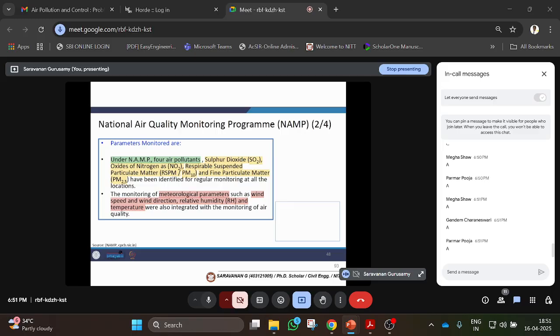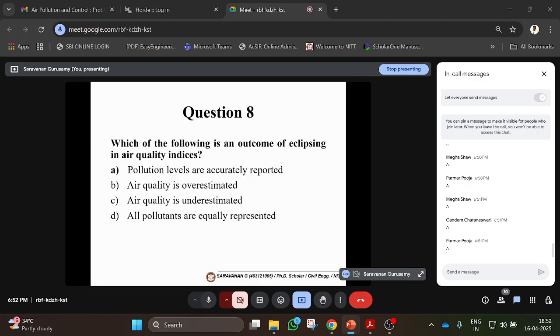Under NAMP, these are all the pollutants you can find: SO2, NO2, suspended particulate matter, and fine particulate matter. PM10 is called what? It can go into your nose, that's why it's called respirable suspended particulate matter, RSPM. That's our PM10. Then fine particulate matter is called PM2.5, which can enter into your bronchi. So meteorological parameters are considered in the NAMP, like wind speed, wind direction, relative humidity and temperature.